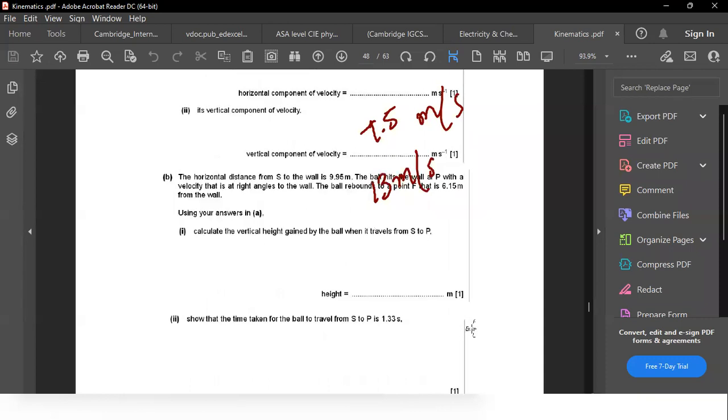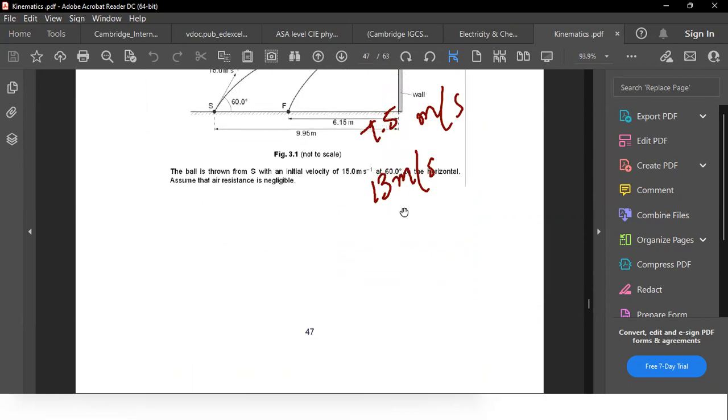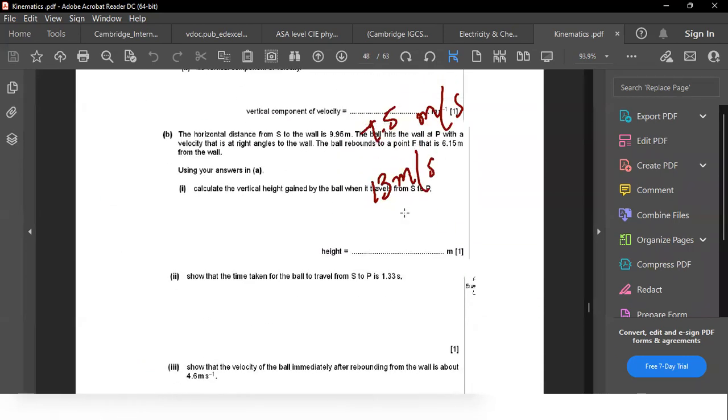Okay, so now that we have our vertical height, we have to show that the time taken for the ball to travel from S to P is 1.33 seconds. That's a really simple formula. Oh, sorry, what was the question? I'll scroll down here. You can take a look at the second part. This is a pretty simple one, that's why it's only one mark. Okay, right. So it's the distance divided by, oh no, never mind.